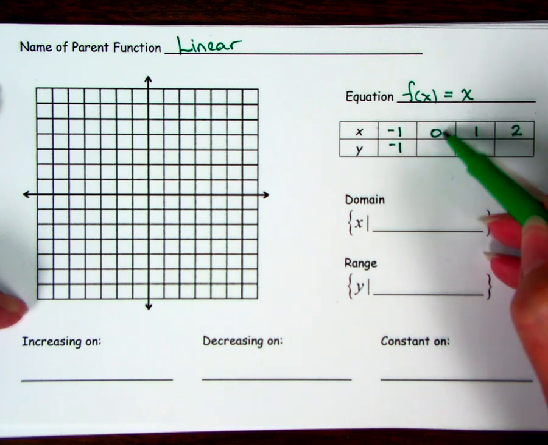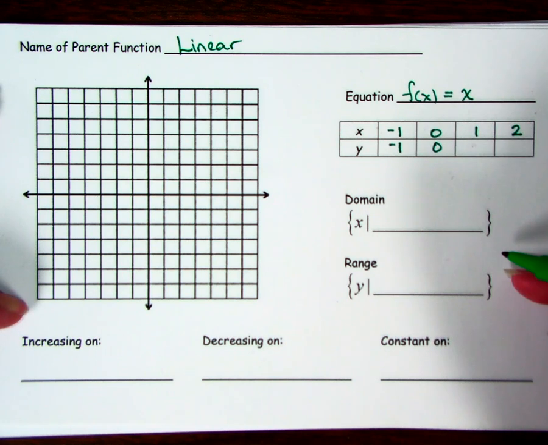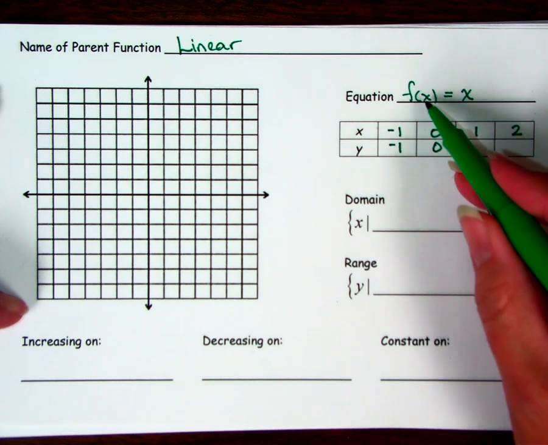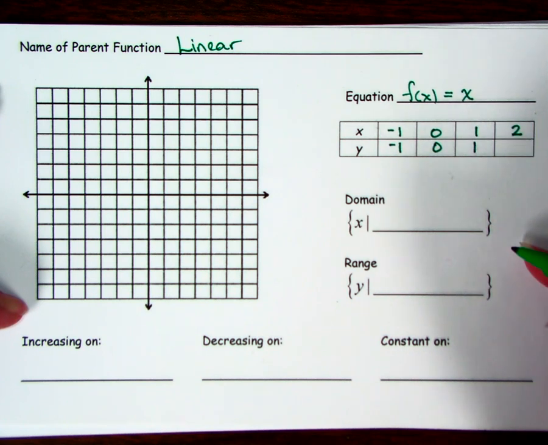So when x is -1, your y is also -1. If x is 0, then this would say that the y is also 0. If x is 1, the equation would then say that y is equal to 1. And if x is 2, then the y would be 2.